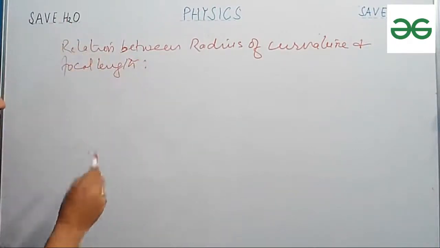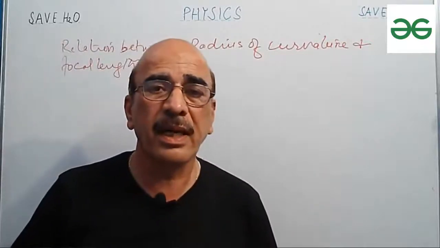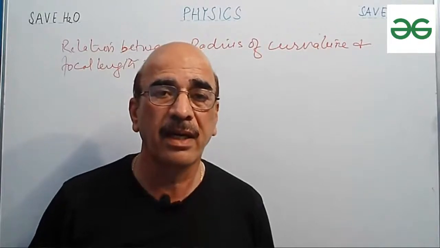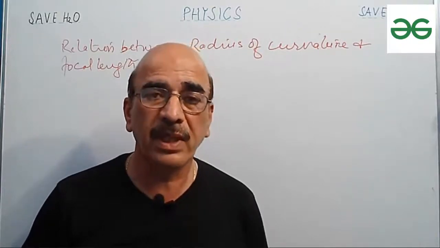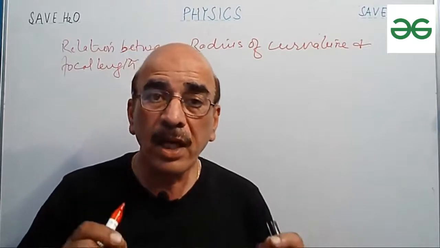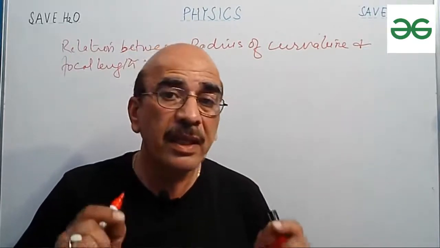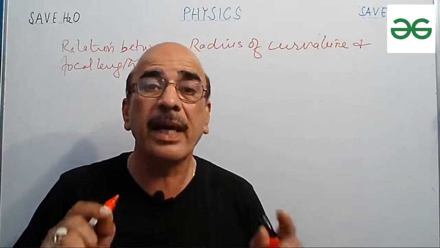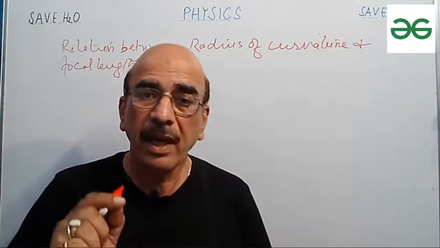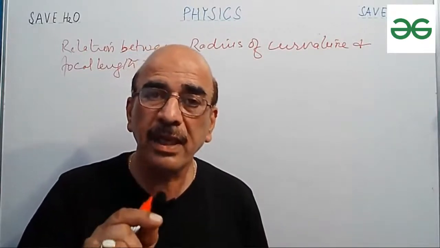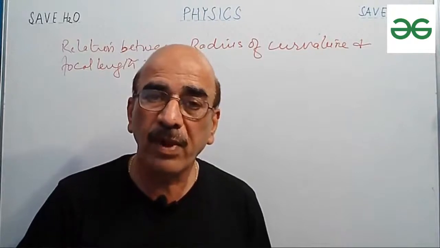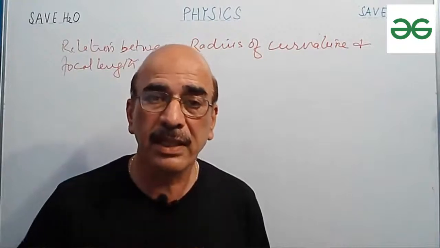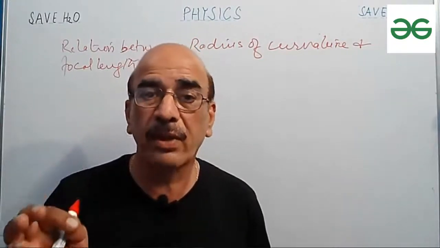Here you just have to remember the relation. It is not asked in the board exam that you find the relationship between f and R, focal length and radius of curvature. Just remember it. And how important it is: it helps you draw the perfect ray diagram. If you know how to find the focal length from the radius of curvature, then you will draw the diagram without erasing. Perfect diagrams you can draw.